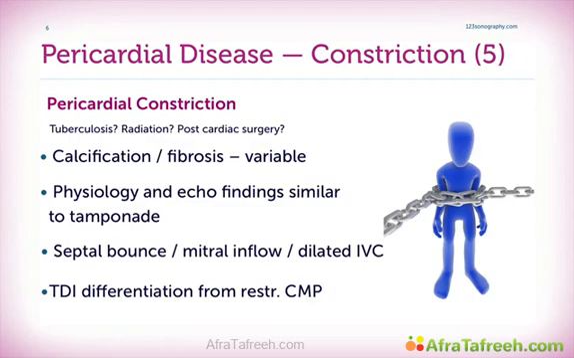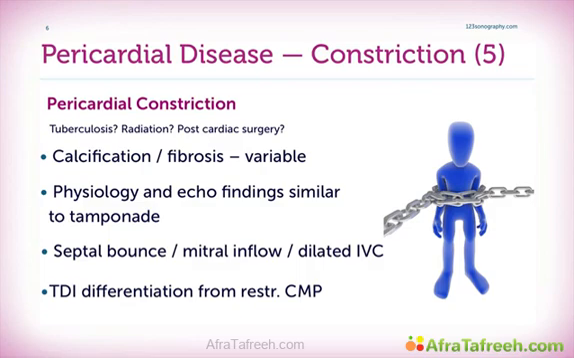Pericardial constriction frequently occurs after tuberculosis or other forms of bacterial pericarditis. It can also occur after radiation or post-cardiac surgery. It can be transient or subclinical. The key features are calcification and fibrosis, which is difficult to detect with echo.